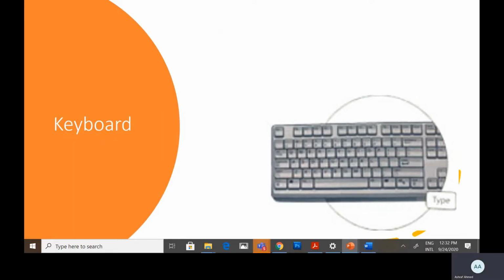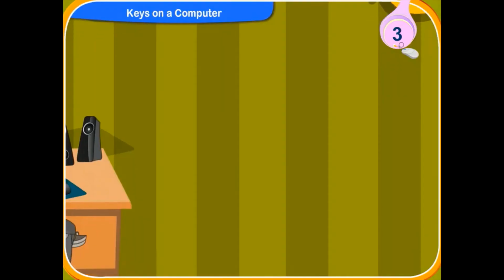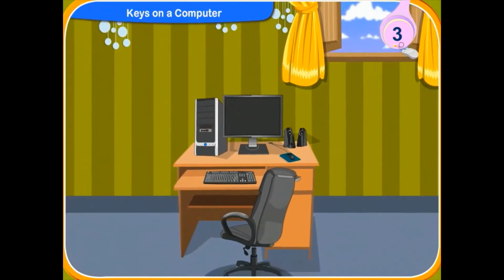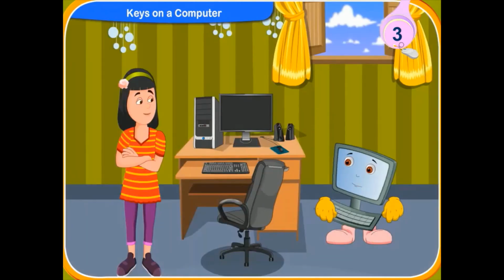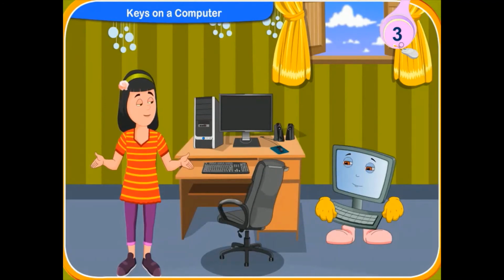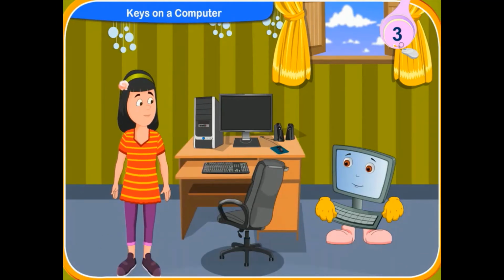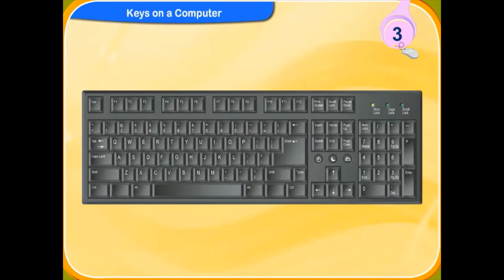Keyboard. Keyboard is used to enter letters and numbers to the computer. It's an input device. What is a keyboard? A keyboard is a device which is used to type data and instructions on the computer. What are the different types of keys on a keyboard?